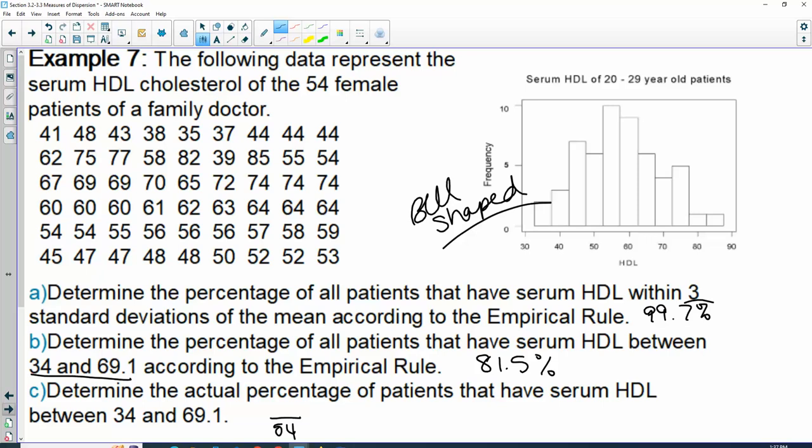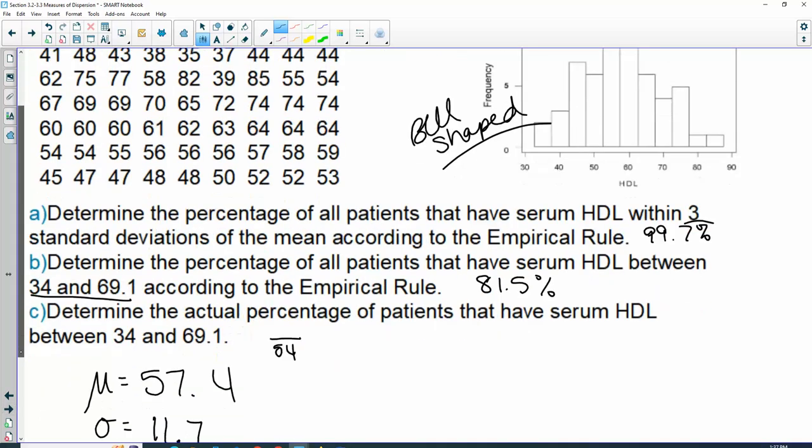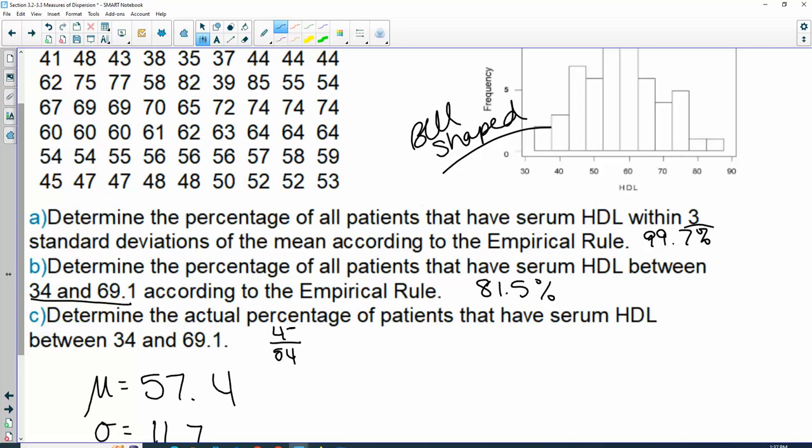What did you get? 83.3. So 45 of the points were in that window, and if you divide, 83.3. So the empirical rule predicted 81.5 and we had 83.3. So it was pretty good. Remember, the empirical rule is approximate. It doesn't say exactly 68%. It says approximately.